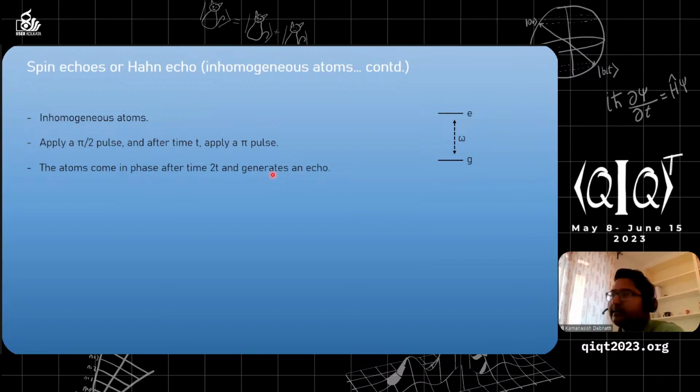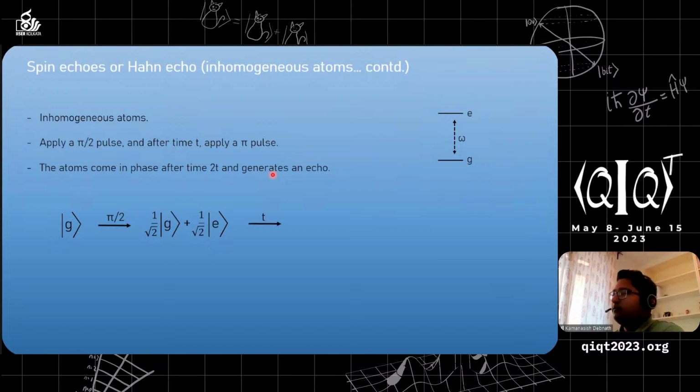Now this will become very clear. Let's say we start with all the atoms in the ground state. There is no subscript or superscript, but let's say all the atoms are in the ground state. They have all different frequencies. And we apply a pi/2 pulse. What it does is it creates an equal superposition, or brings the Bloch vector to the equator.